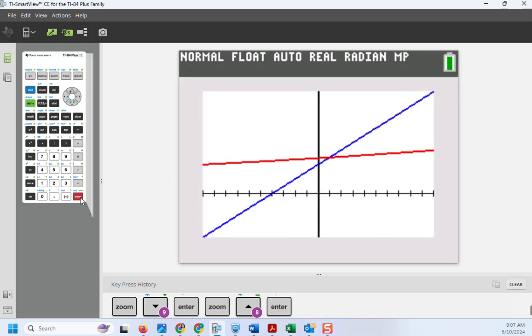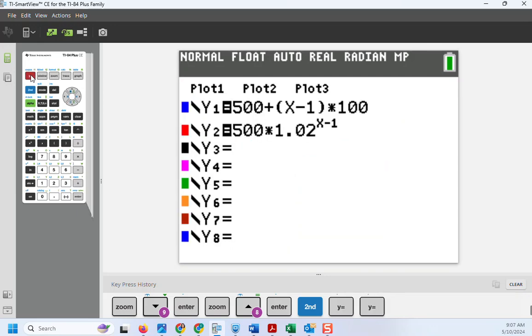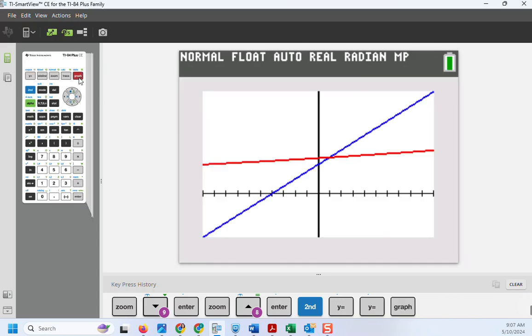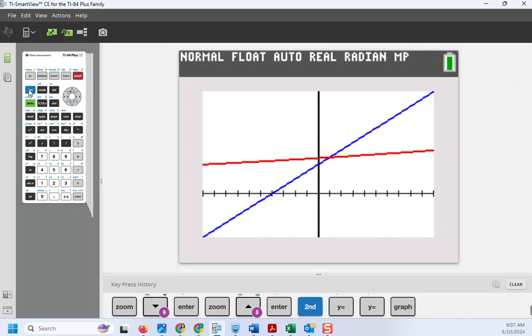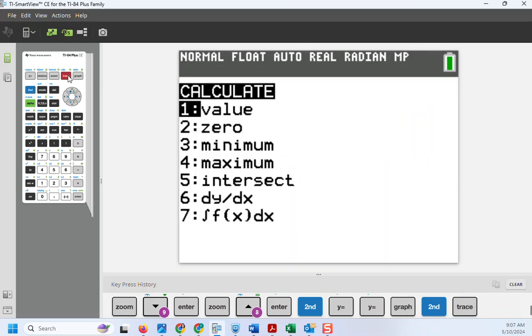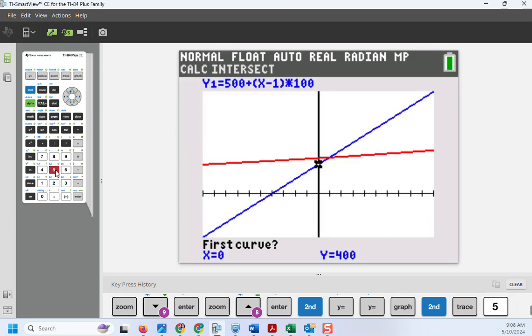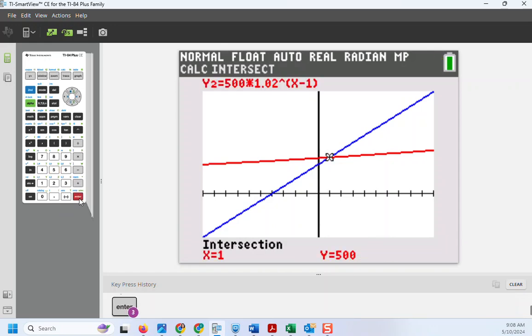All right. Let me just double check my y equals because it's not looking super exponential. Nope, this one. Yeah, it's exponential. Okay. All right. Looking back at my graph, we want to know where these two cross. Here's your steps. Ready? Second, trace, and then you're here. You good? Second trace. Now we want to know where they intersect. So you're going to press 5. And then you're going to press enter 3 times. 1, 2, 3.